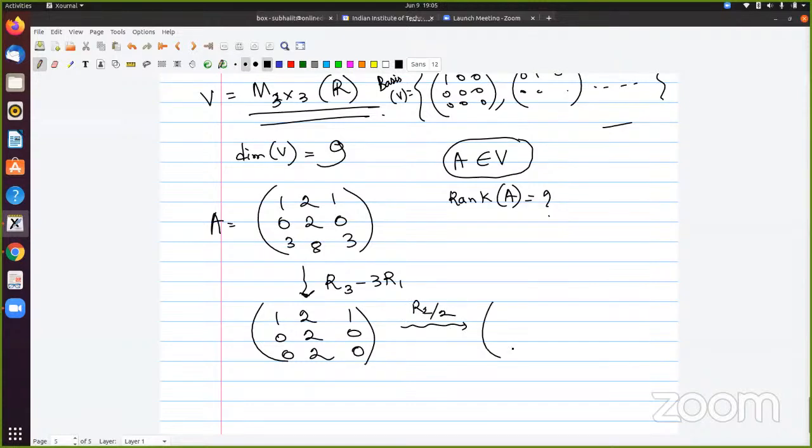R2 divided by 2. Yes, we could do R2 minus R3 directly, but I am following the standard process. You can do anything, but I am following the standard one.